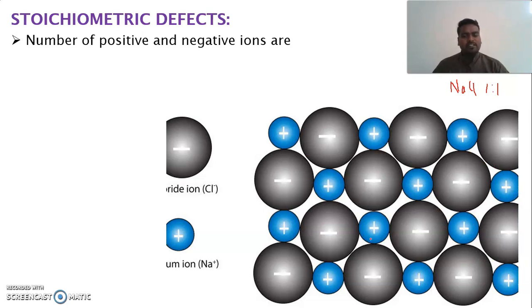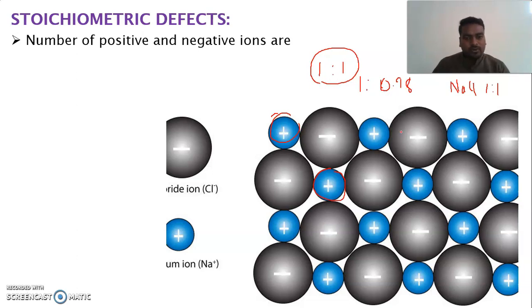In this sodium chloride crystal, maybe one sodium. So the stoichiometry of sodium is 1:1. Suppose two sodium atoms are missing from this crystal lattice at the moment, the ratio is no longer 1:1. Instead, it becomes 0.8, 0.9, 0.95, like that, 0.98. So the ratio is changed. So here the stoichiometry is altered.